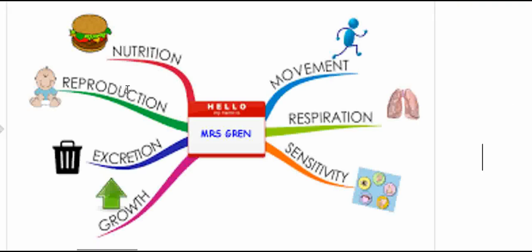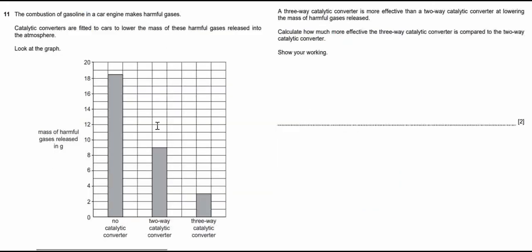The seven characteristics are Mrs Gren: M for movement, R for respiration, S for sensitivity, G for growth, R for reproduction, E for excretion, and N for nutrition. There are seven characteristics of living organisms, while a virus does not show these seven characteristics, because a virus is not living outside the host cell. Next. All right, question 11 says the combustion of gasoline in a car engine makes harmful gases.